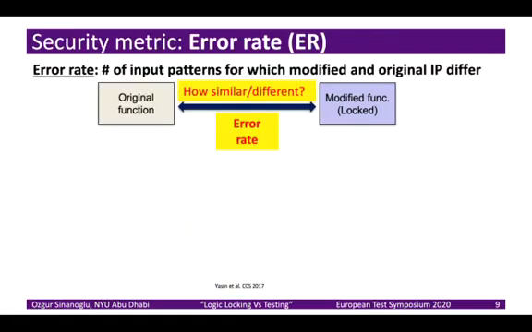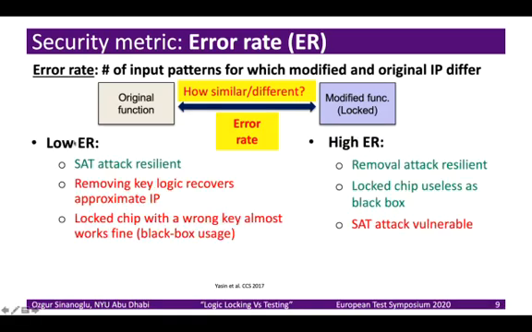So what is error rate? That captures how similar the original function and the modified functions are, for example. Error rate is the number of input patterns, or rather the ratio of input patterns for which this block, original function, and this block, modified function, produce different results. Okay? So if we talk about low error rate, then this means that the two functions are producing the same results for most of the input patterns. Then this will give really limited information to SAT attacks, so that's good, we will be resilient.